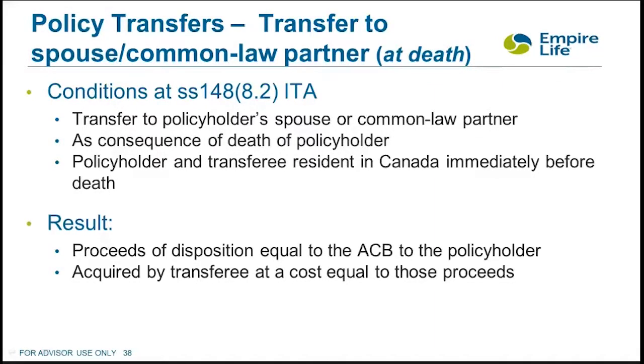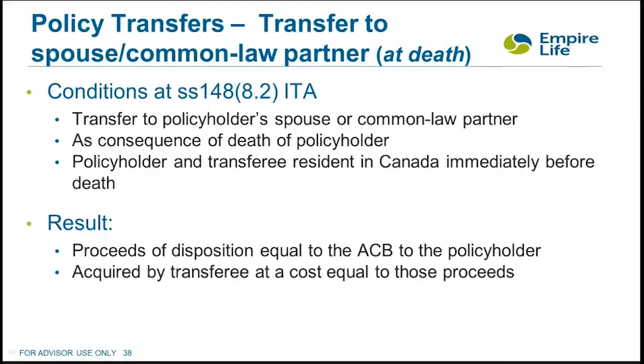Still going on with the spousal or common law partner transfer rules, subsection 148(8.2) applies to a transfer of an interest in a life insurance policy to the policyholder's spouse or common law partner as a consequence of the death of the policyholder. Again, there's no requirement that the life insured be the policyholder's spouse or common law partner in order for subsection 148(8.2) to apply. Here again, the deceased policyholder and the surviving spouse or common law partner must be resident in Canada immediately before the policyholder's death. If the subsection 148(8.2) rules apply, the interest is deemed to have been disposed of by the policyholder for proceeds equal to the ACB, and is also deemed to be acquired by the transferee at a cost equal to those proceeds.